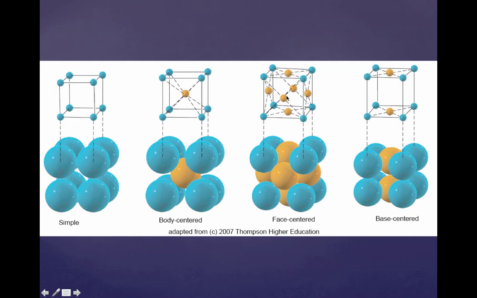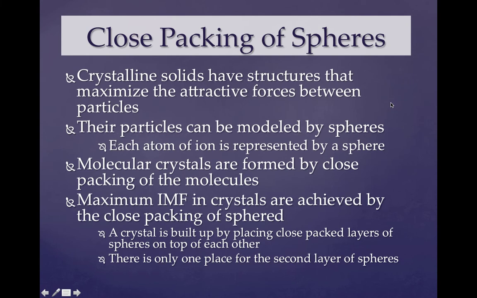Body center is when you have the corner and then you have an atom directly in the center. Face center is when you have the corners and then it's like a cross in the middle. If you see here, you can see it's in the middle of these faces. There is no one in the center. And then base center is just when it's on the top and bottom.